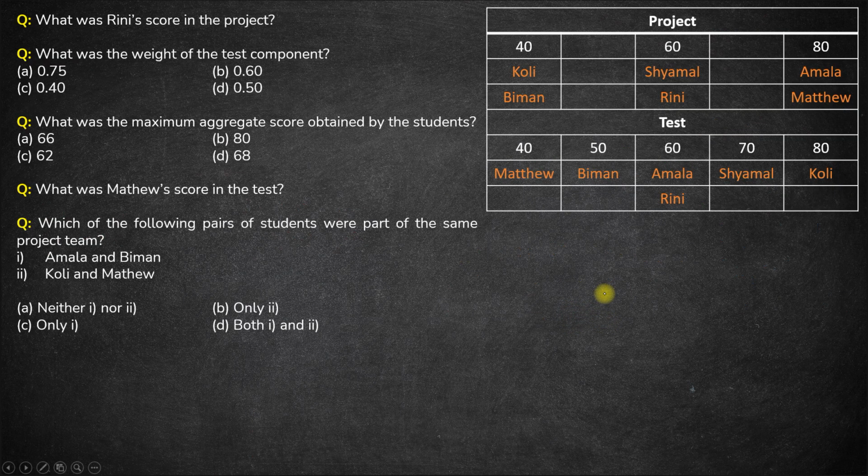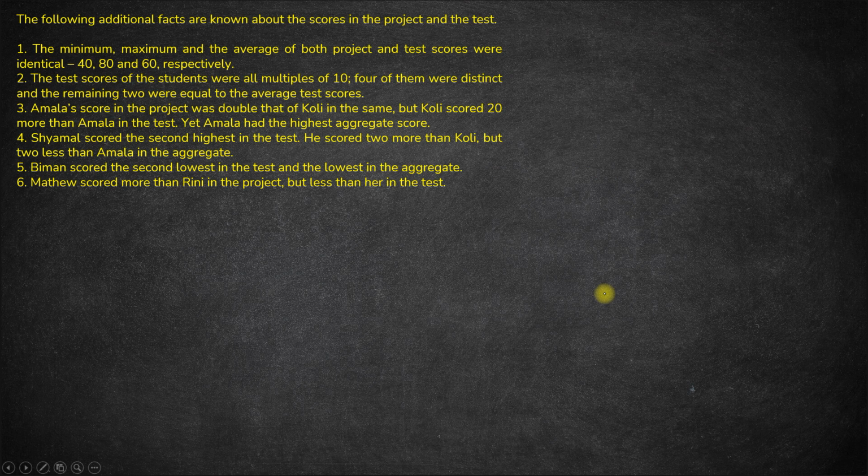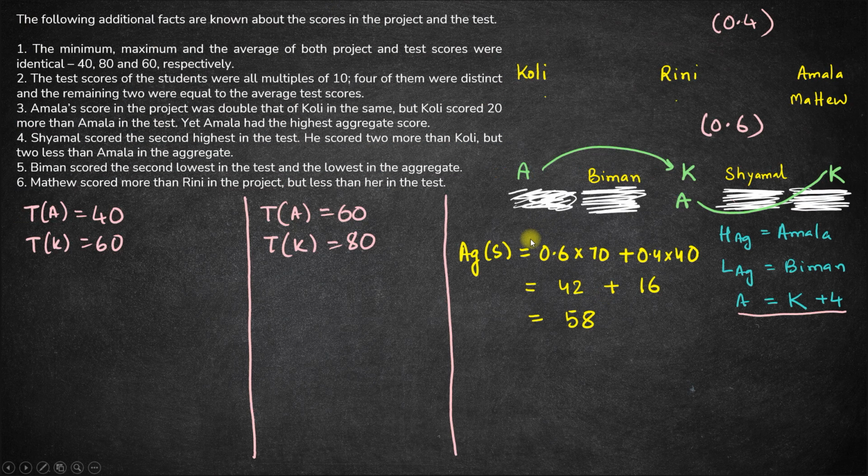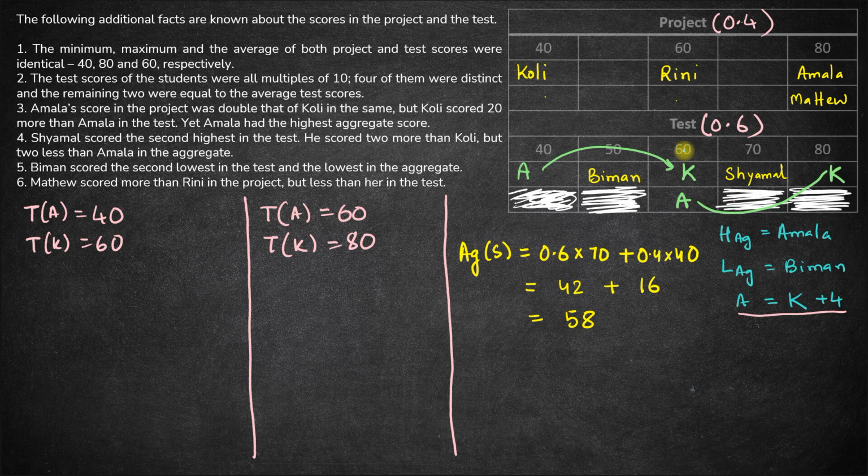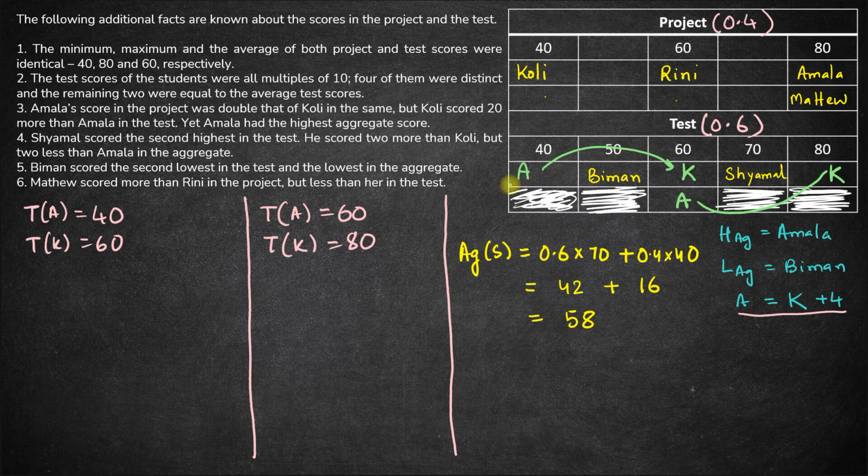So the minimum possible aggregate of Shyamal is 58, right? Now compare this with the possible aggregate scores of Amala.